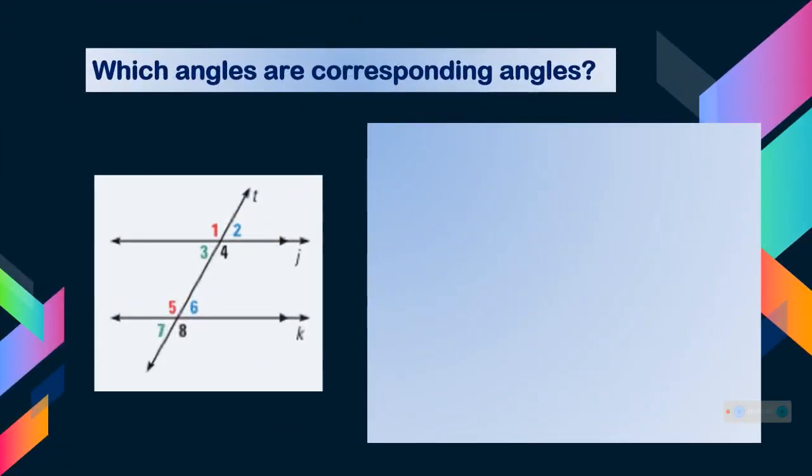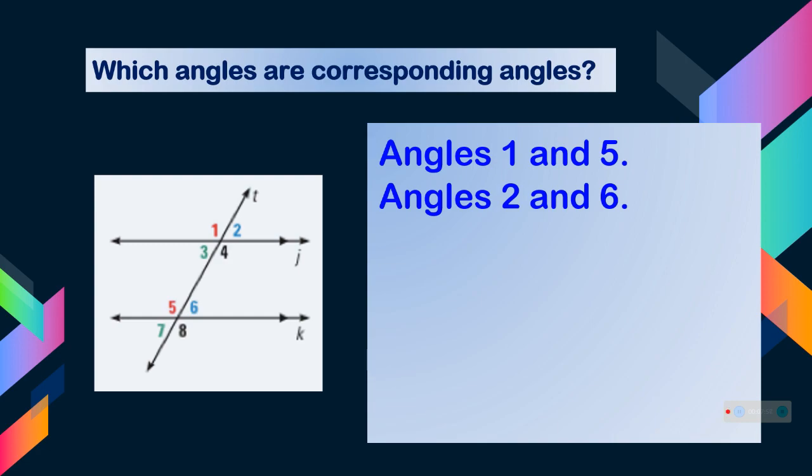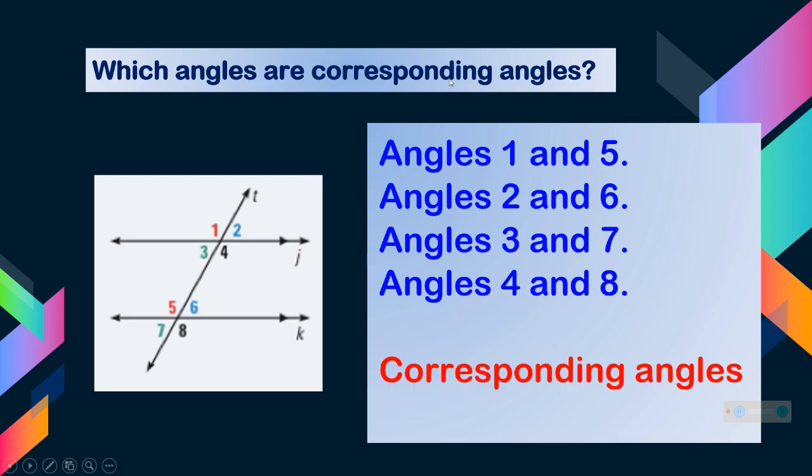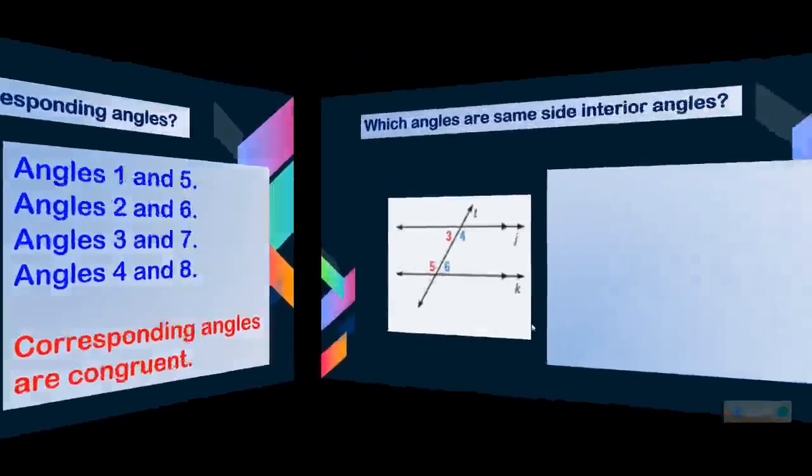Okay, next. Which angles are corresponding angles? Okay, so we have angles 1 and 5, angles 2 and 6, angles 3 and 7, and angles 4 and 8. Okay, so let's have the property about corresponding angles. Yes, so corresponding angles are congruent. Okay, correct. Okay, next question.